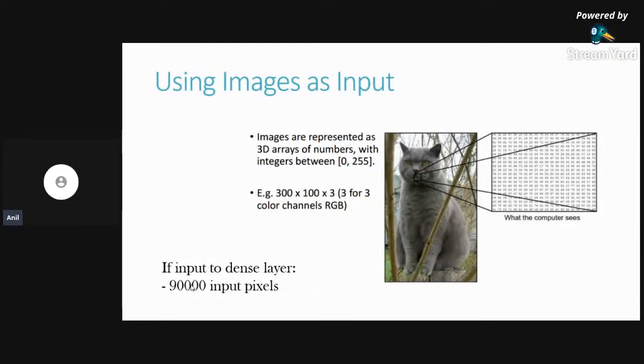So that means if we are using, let's say, 100 perceptrons at the next layer, the number of weights that we will be using in one layer means 90 million multiplications are there. So it is a large number of computations.